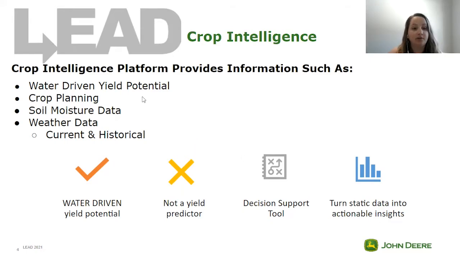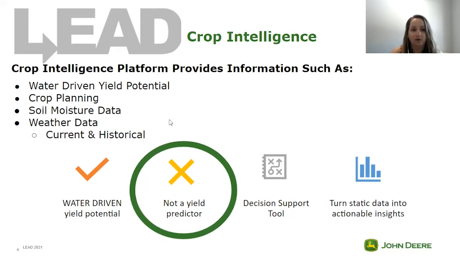Another tool that agronomists use with producers is the crop planning tool, and this is used when we're heading into the next growing season. We can gather information, both current and historical, to make those crop planning decisions. Soil moisture data is collected in this platform, as well as the weather data, both current and historic.